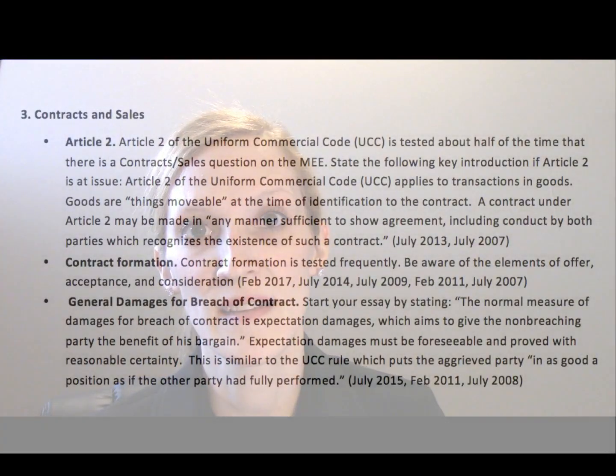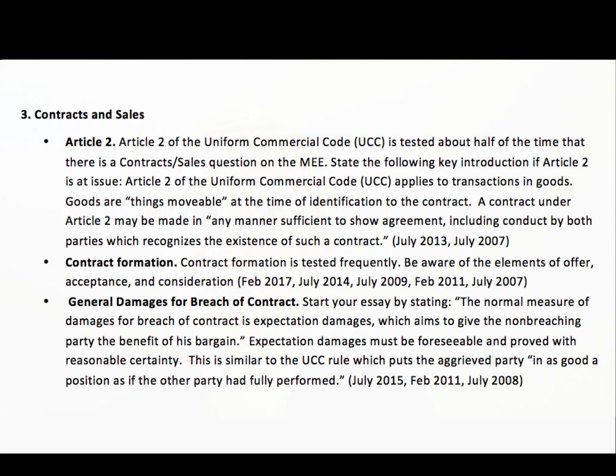Contracts and sales. This is a Tier 1 subject, meaning it could definitely come up. When they test contracts and sales, they tend to test Article 2 about half the time. The other time they'll test common law. If it's Article 2, you should make a note that it is Article 2 and state the kind of introduction that they like to see.